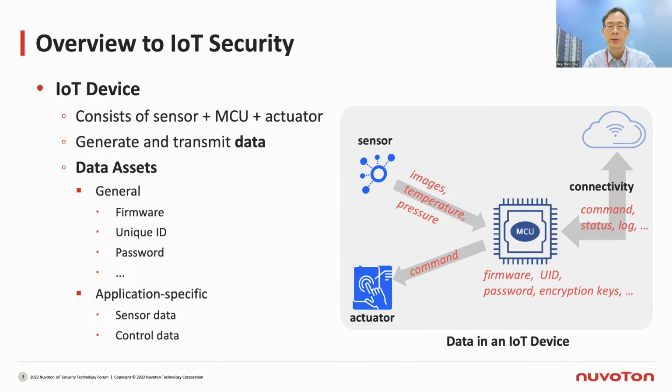From this example, we can see that the data in an IoT device is its most valuable asset. This data asset is the object that MCU security needs to protect.